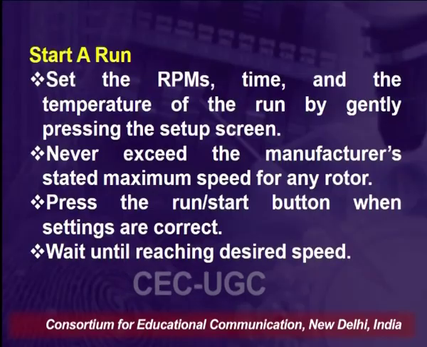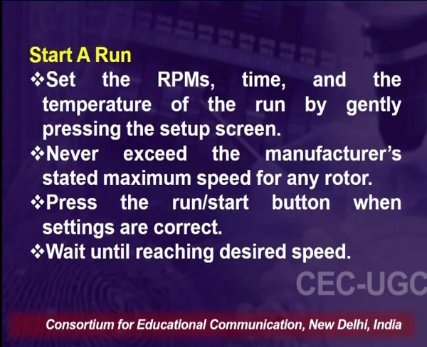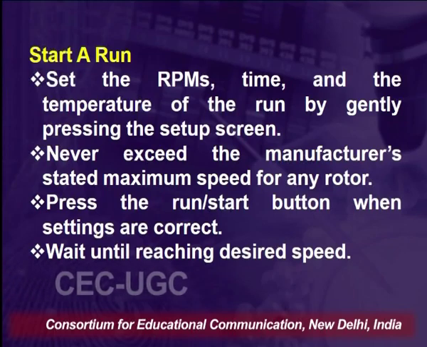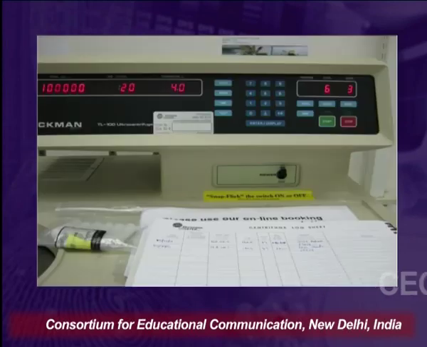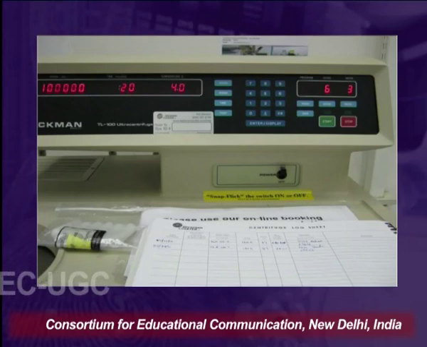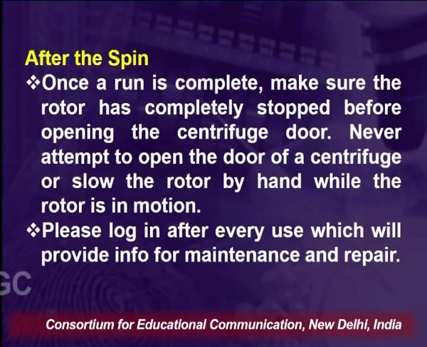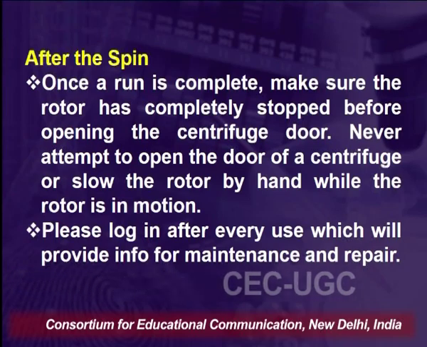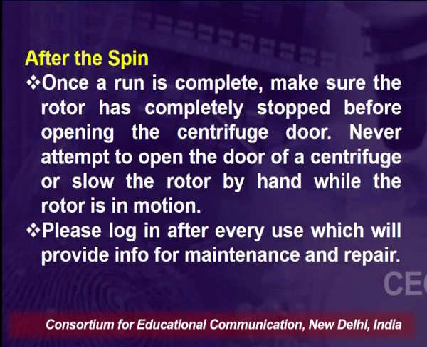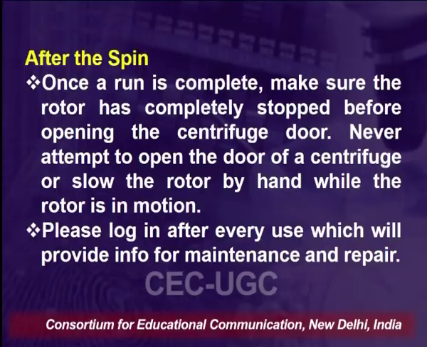To start a run, we set the RPM, time and temperature. Never exceed the manufacturer's maximum speed. Press the start button and wait until we reach the desired speed. So, we put in the exact time we have to rotate for, the speed we are rotating at, and the temperature if it is a temperature controlled centrifuge machine. After the run is completed, never attempt to open the door or slow the rotor by hand while the rotor is in motion, and whenever we use it, we have to log it for further maintenance and repair.